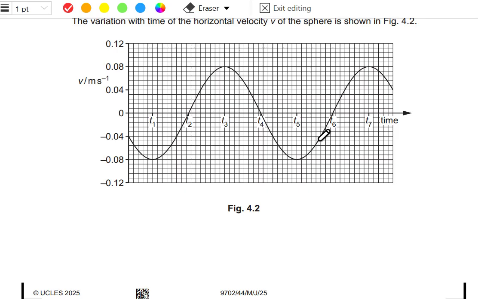After that it goes to the maximum leftward displacement, or amplitude. Then it goes rightward again. So T1, T5 or T3, T7. Okay.